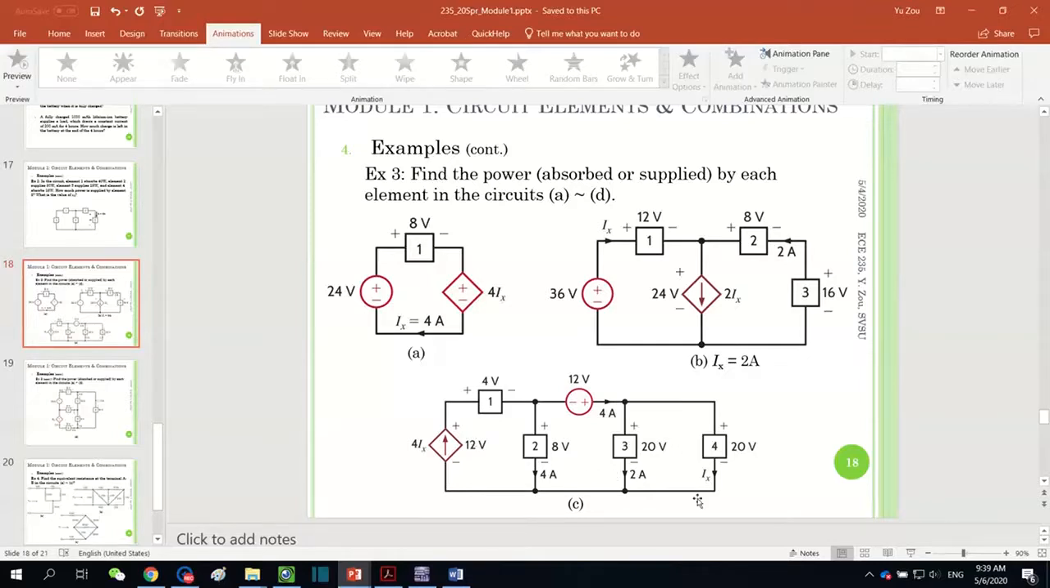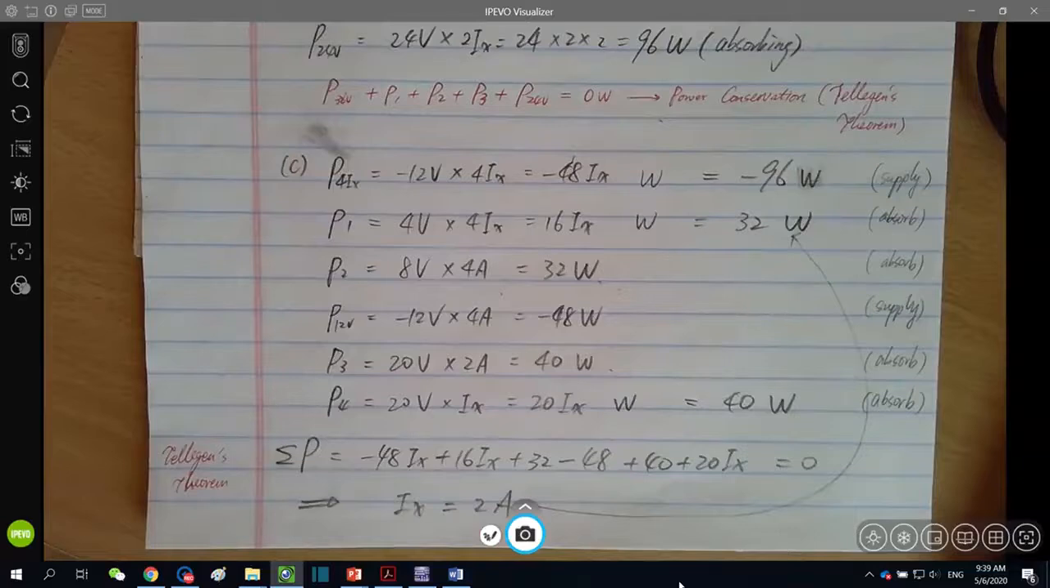The trick of circuit C is that Ix here is not given. However, what you can do is apply the power conservation theorem: you sum up all of the power together, and it should be equal to 0. Each one of the powers is in terms of Ix. So you can find Ix at the end and substitute this resolved Ix value back into each power to obtain the specified numbers. Okay, so please try them over and come back to check the solution yourself.